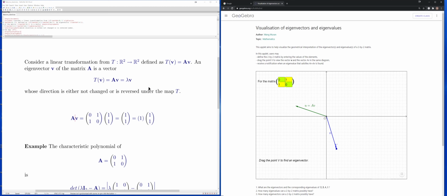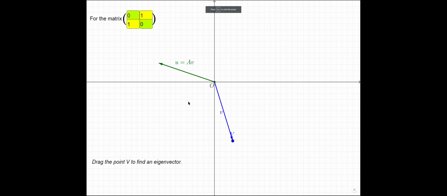Again, we're looking at this matrix A, which is 0, 1, 1, 0. Let's see in this software if we can identify what the eigenvectors are. This vector over here is not an eigenvector, because if you look at the image, this green vector is not lining up with the vector V. I can try moving this around, and we'll see in a while a systematic way to get the eigenvectors.